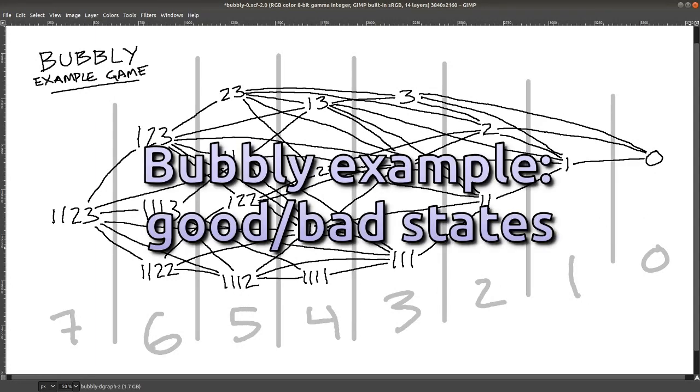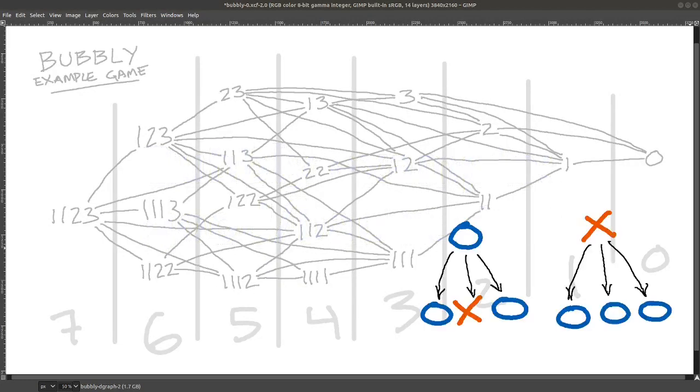Great. So now we're going to take this graph and we're going to fill it in with good and bad states like we did before, remembering our rules. If something points to only good states, then it's bad. If something points to at least one bad state, then it's good. And we're going to start here on the right. This state does not point to any states at all, so obviously it doesn't point to a bad state, so this state is bad.